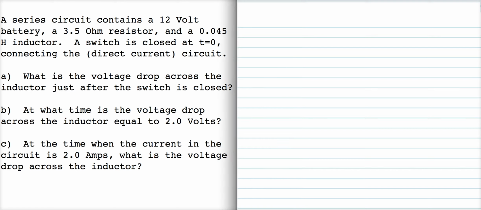Here we have a direct current RL circuit. Don't want to confuse this with an alternating current circuit. So we're going to be using the formulas from our formula sheet for an RL circuit.